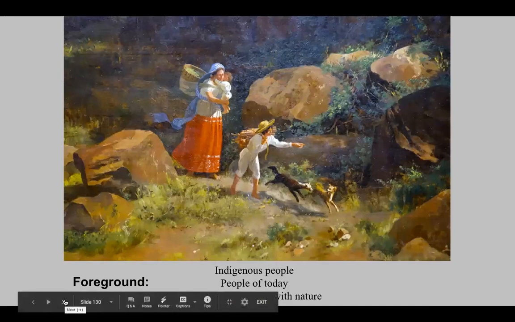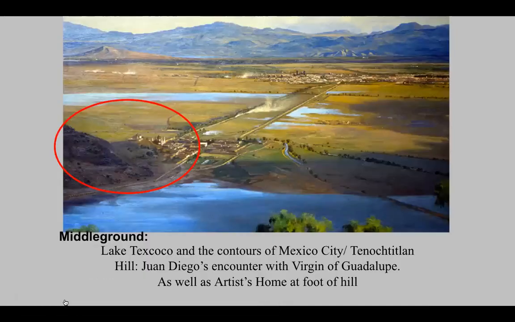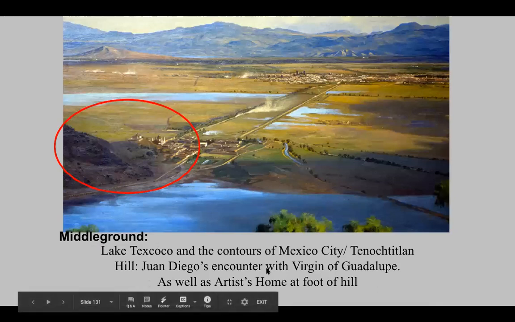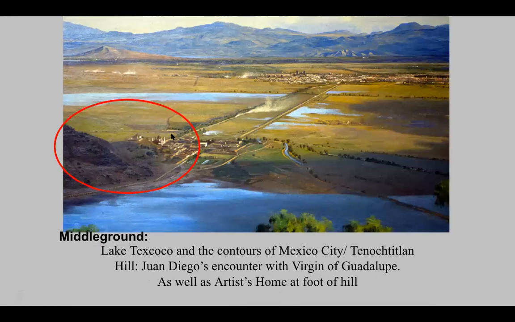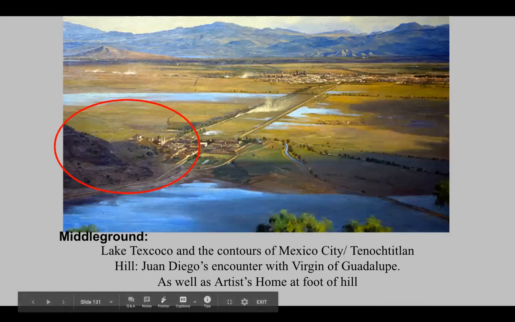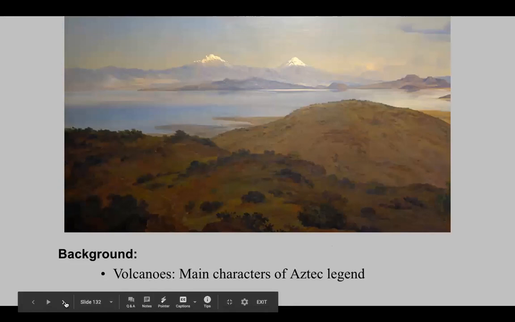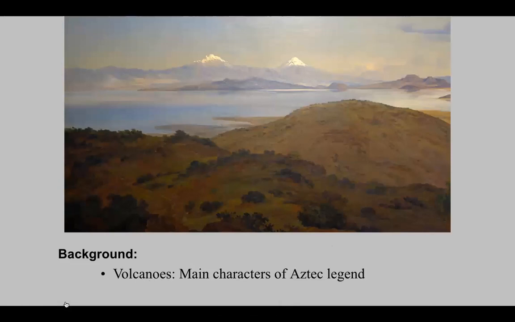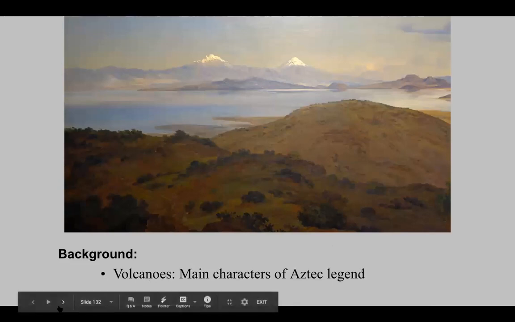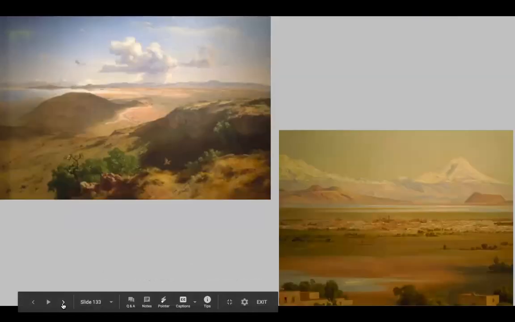So foreground. Here we go. Here we get the spellings for ourselves in the middle ground. Supposedly the artist also lived on that hillside where Juan Diego saw the Virgin of Guadalupe. And then we have those Aztec lovers in the volcanoes.